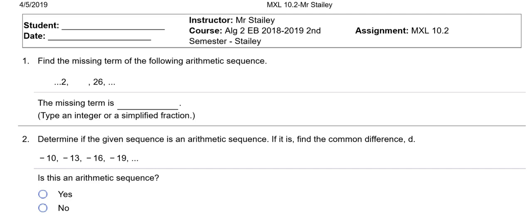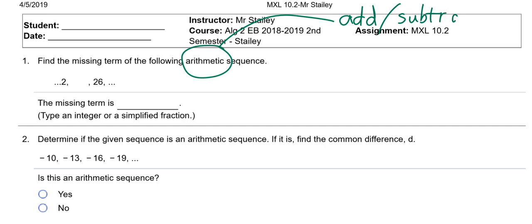Okay, so section 10.2 is what we're working on today, and I need you to understand that the term arithmetic is going to mean that we are either adding or subtracting. And what I mean by that is the same number every single time. So we could be adding 5, we could be subtracting 3.